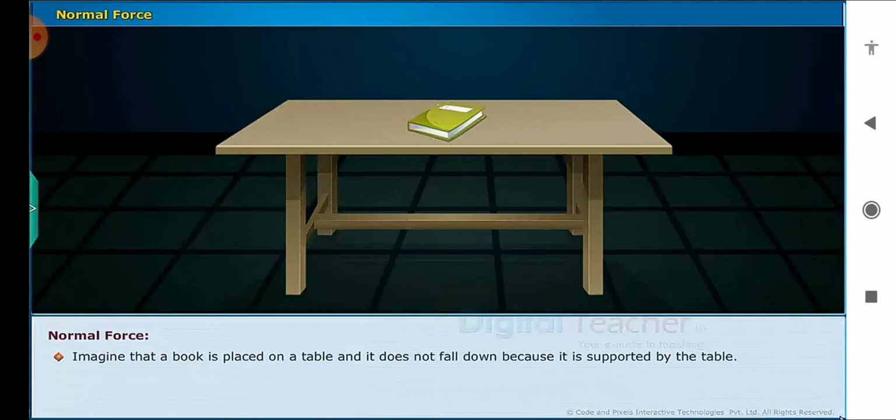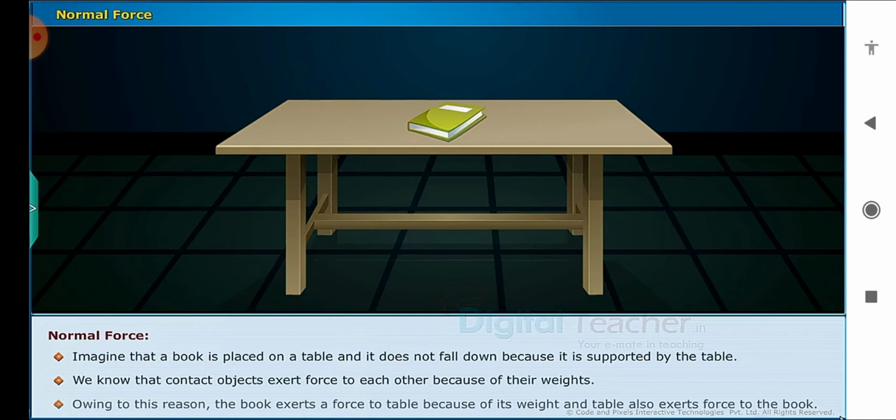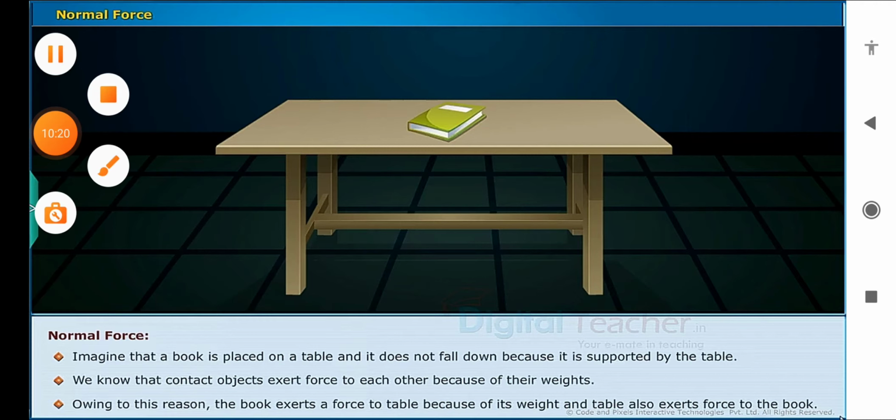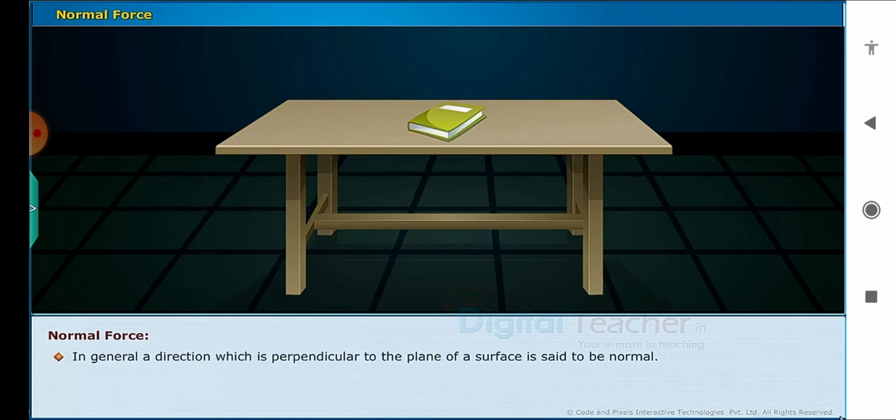Imagine that a book is placed on a table and it does not fall down because it is supported by the table. We know that contact objects exert force on each other because of their weights. Owing to this reason, the book exerts a force on the table because of its weight, and the table also exerts force on the book. In general, the direction which is perpendicular to the plane of a surface is said to be normal.